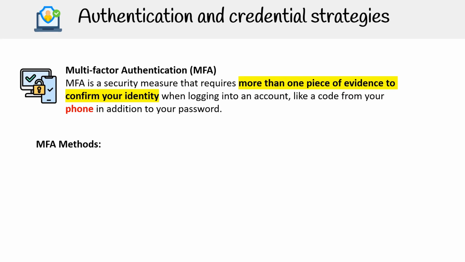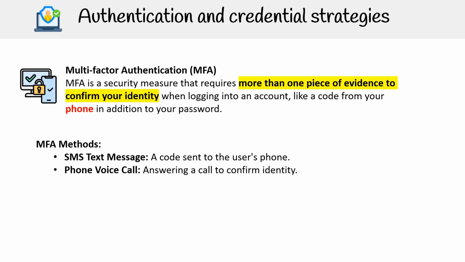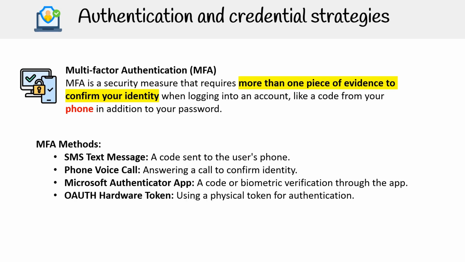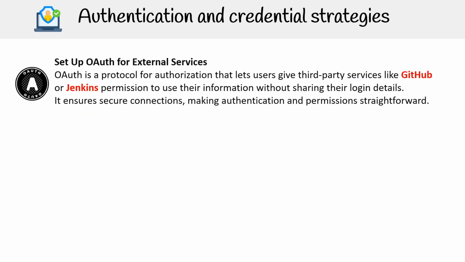Some MFA methods include SMS text message, a code sent to the user's phone. Phone voice call, answering a call to confirm identity. Microsoft Authenticator app, a code or biometric verification through the app. An OAuth hardware token, using a physical token for authentication. Set up OAuth for external services.